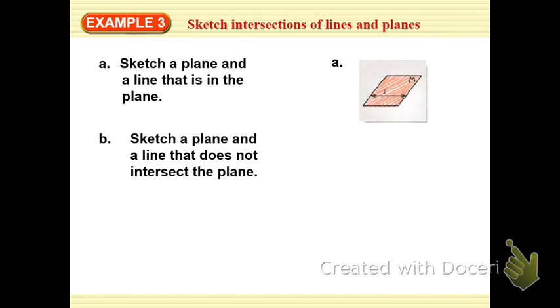Sketch a plane and a line that does not intersect the plane. So that's going to look like, there's a picture. Plane, this is plane M and line L. Line L does not intersect M. No point in L intersects M, even if I extend them both forever in one direction, they're not going to intersect.